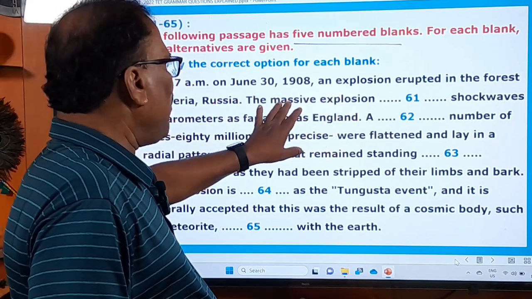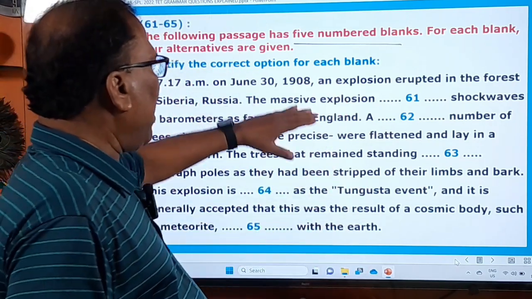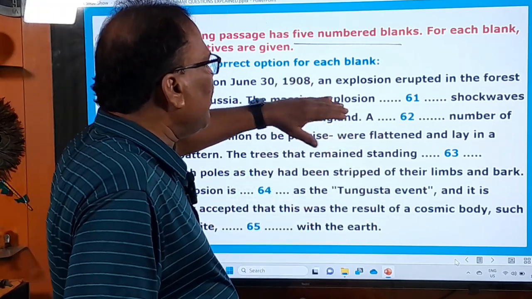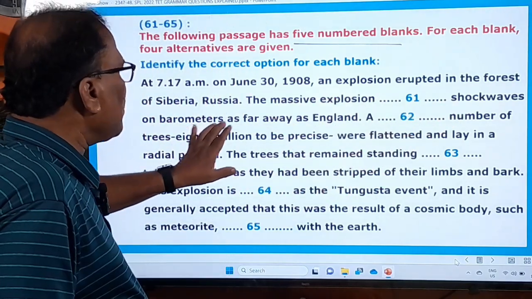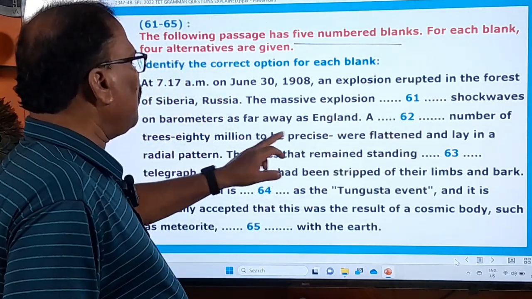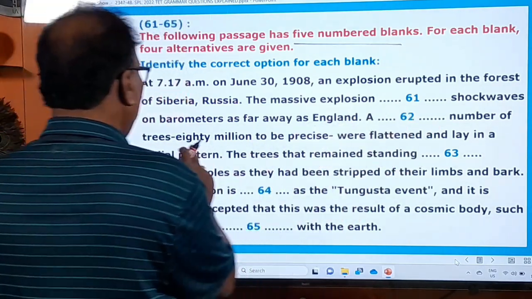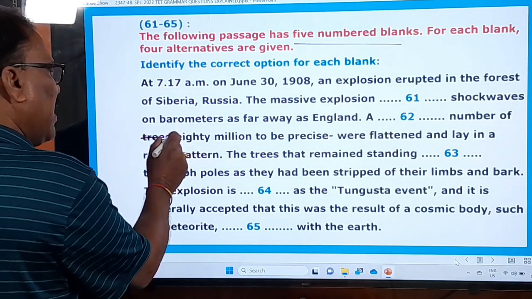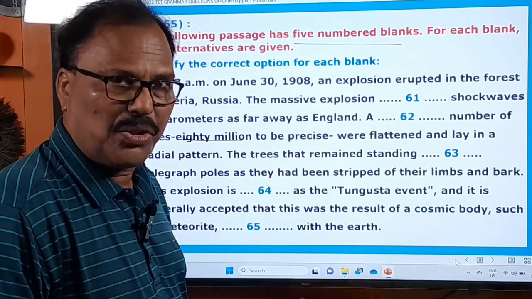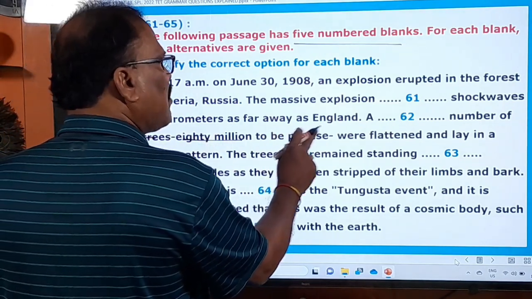The massive explosion. Massive means large scale, heavy or huge, mammoth, whatever you can say. The massive explosion dash shock waves on barometers as far away as England. That is the point. Dash number of trees, 80 million to be precise, were flattened and lay in a radial pattern. 1 million is equal to 10 lakhs. 80 million means you can say some crores. 80 million to be precise were flattened.